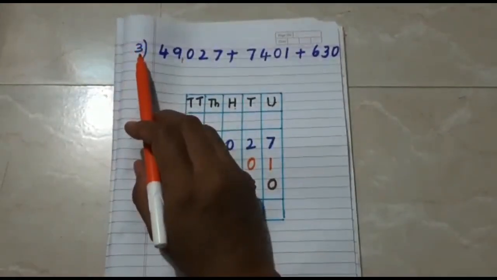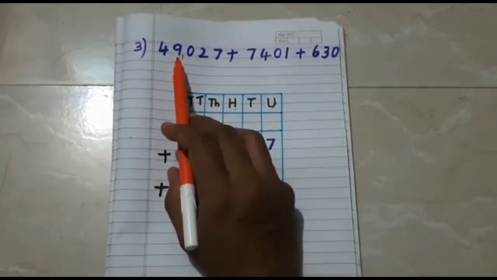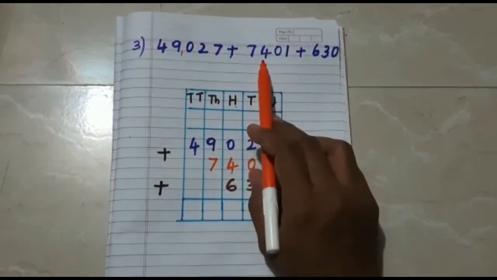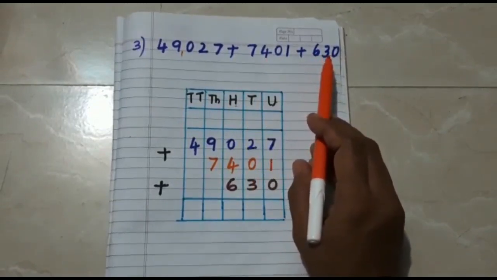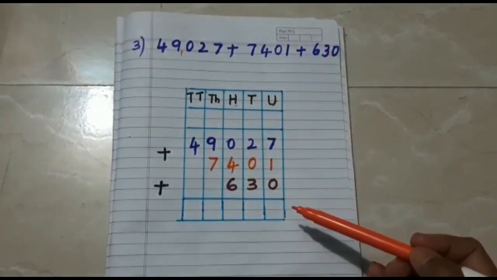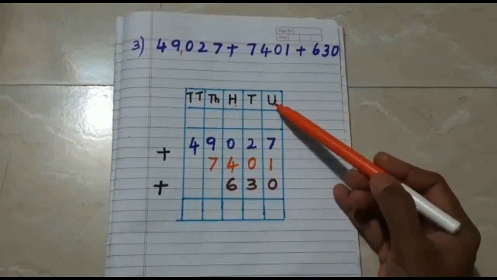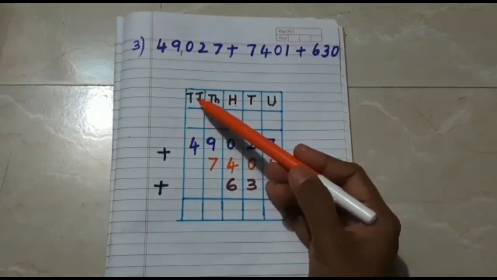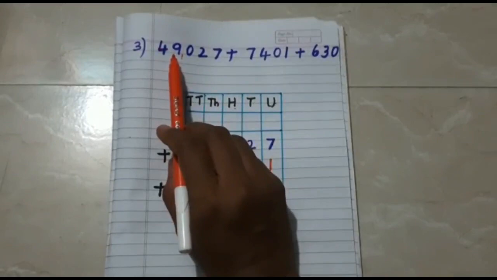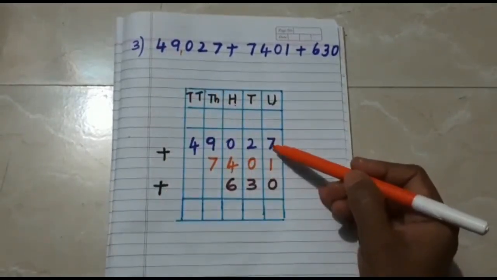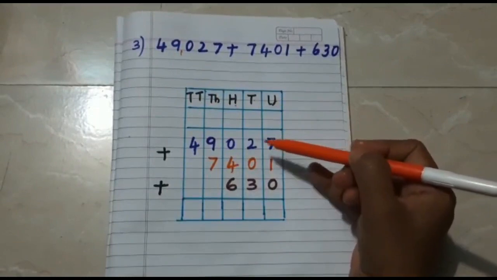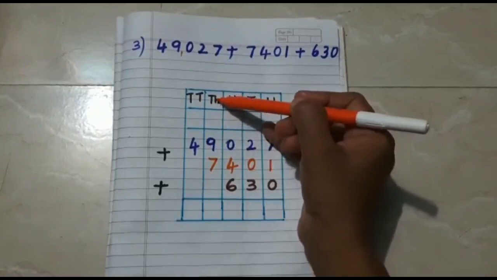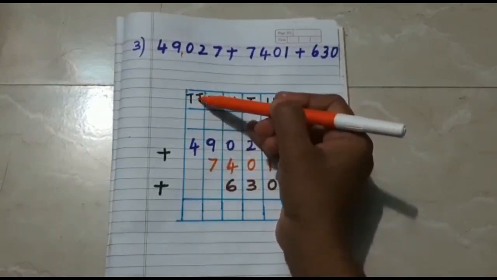Now question number 3 is 49,027 plus 7,401 plus 630. Very first, children, what you have to do? You have to draw the columns showing the place value as units, tens, hundreds, thousands and 10,000s. For 49,027, children, you are going to write 7 in the units place, 2 in the tens place, 0 in the hundreds place, 9 in the thousands place and 4 in the 10,000s place.